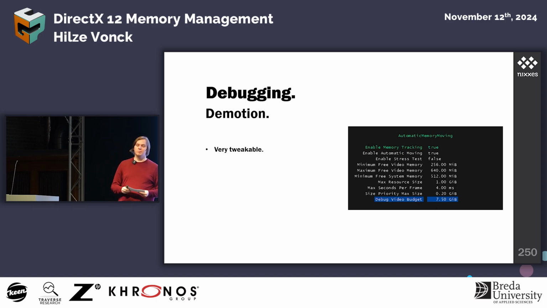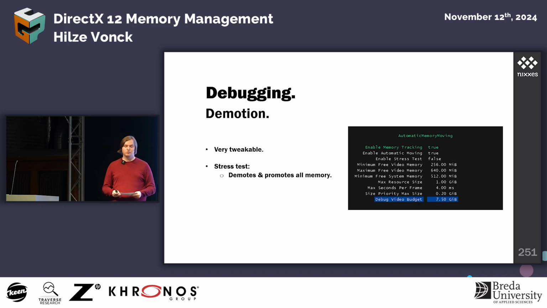The demotion system can be tweaked in a multiple of different ways, but there's two I would like to highlight. First of all, the stress test. Whenever this is enabled, it will continuously move memory to and from system memory as fast as it can. We use this to know if the demotion system is working properly and if it's hooked up properly inside of the engine. If it isn't, this will generally show in the form of memory corruption.